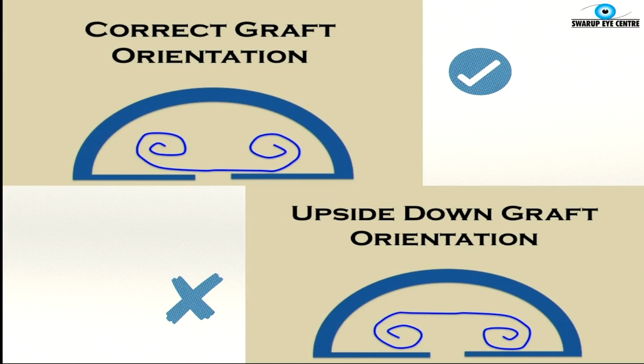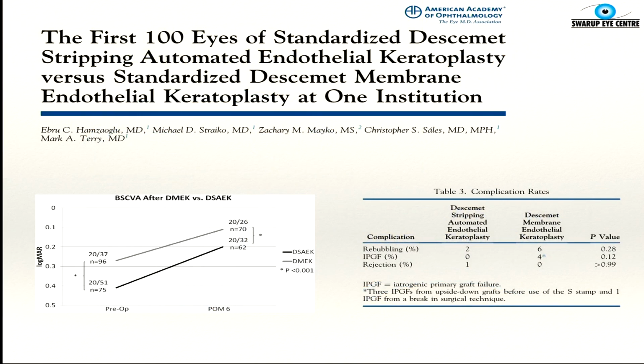So this is an important slide showing the correct orientation. Descemet's membrane always tends to scroll with the endothelium out. And this is the way it should be oriented for it to be the correct way. And if it is oriented this way, that means it's the wrong way and we need to invert the graft.